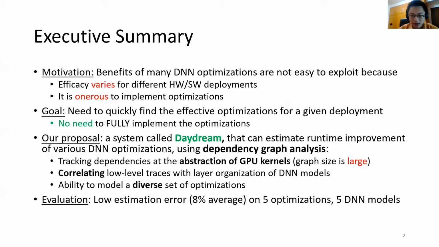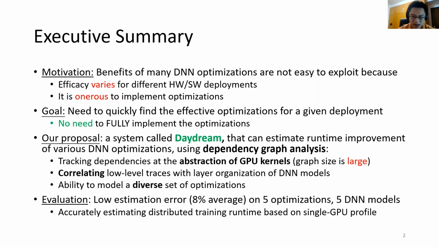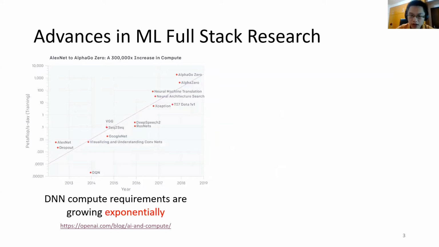We extensively evaluated our Daydream system with five different optimizations over 5 DNN models, achieved low estimation error around only 8% on average. And we show that using Daydream, we can accurately estimate the distributed training runtime based on only a single GPU profile. So now let's look at the details.